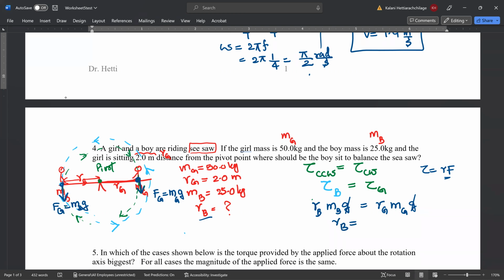RB equals, I'm going to divide by MB on both sides. Then I have MG divided by MB times RG. So now I'm going to plug it in. MG over MB. MG is 50, and MB is 25, and RG is 2. Okay, so always write it as multiplication, otherwise it displays as a decimal. So we know that this is twice that, then RB will be equal to 2 times 2, which is 4 meters.